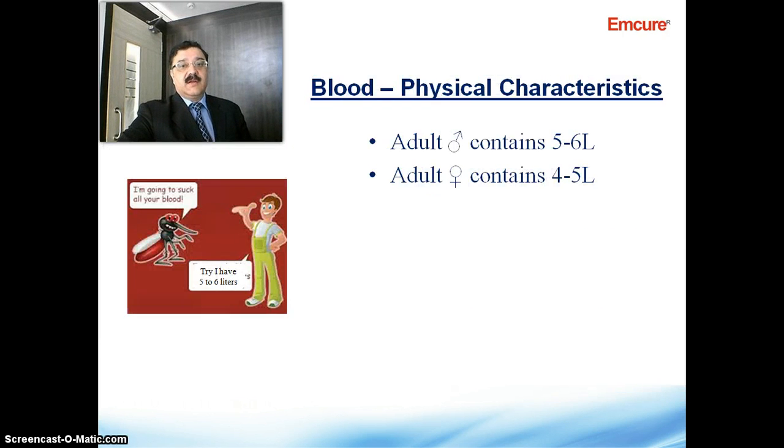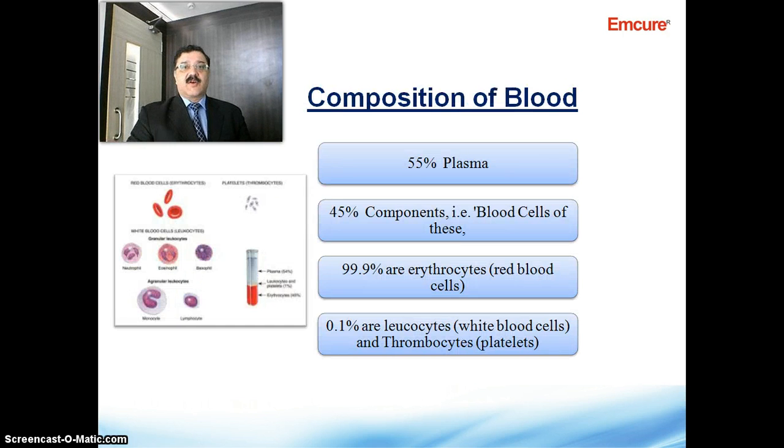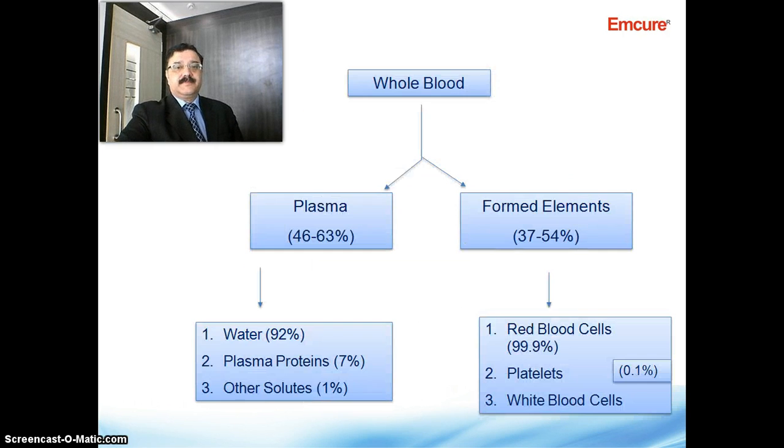An adult male contains 5 to 6 liters of blood, whereas an adult female contains approximately 4 to 5 liters. Well, the composition of blood is 55% plasma, and 45% is the solid component, that is, it includes all the blood cells. Of these blood cells, 99.9% are erythrocytes, and you have 0.1% of leukocytes and thrombocytes. Again, this is a slide which is a pictorial depiction of the various components of the blood.